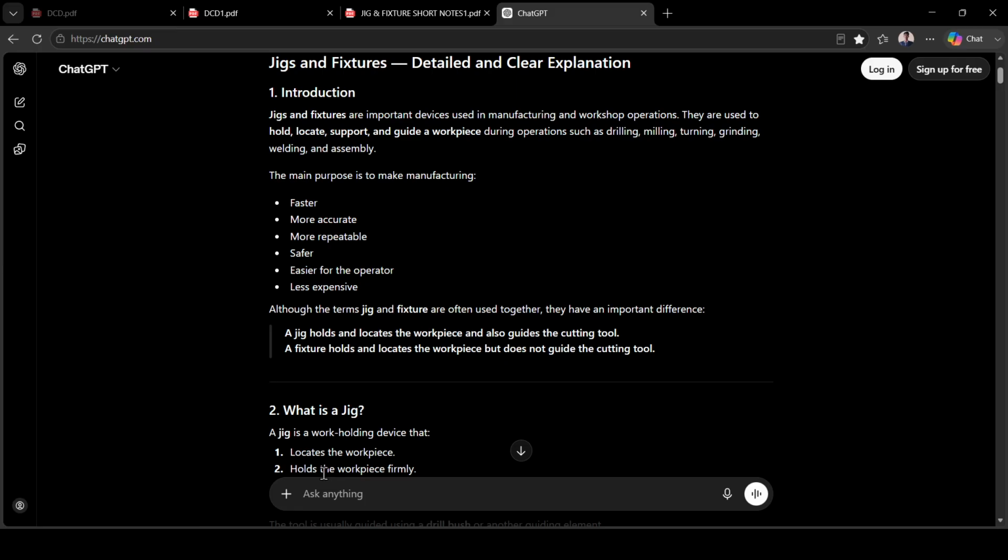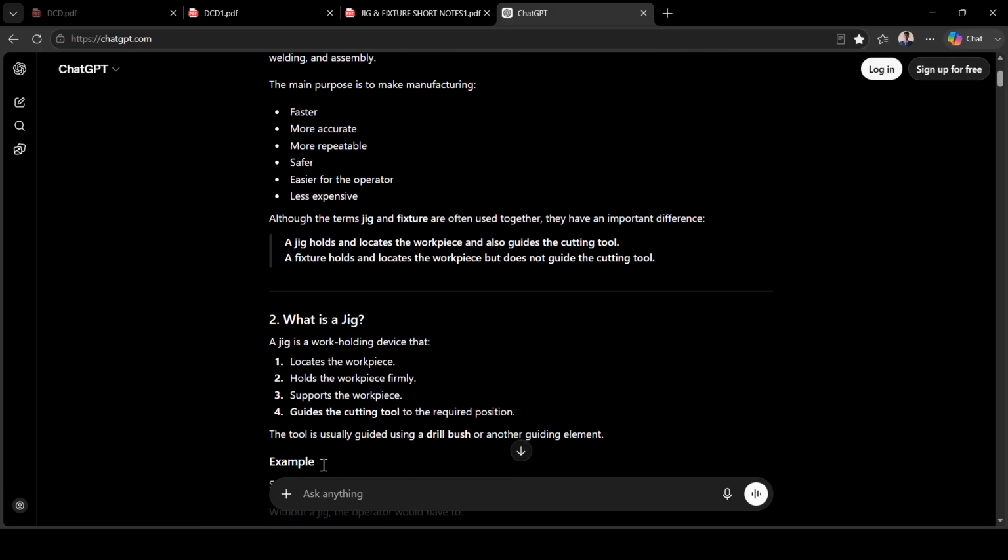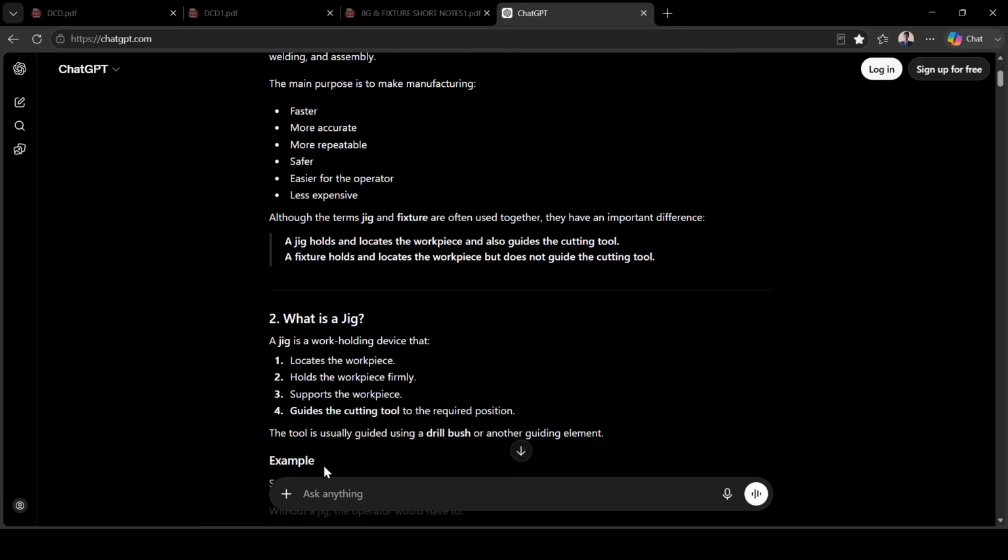The main purpose is to make manufacturing faster, more accurate, more repeatable, safer, easier for the operator, and less expensive. Although the terms jigs and fixtures are often used together, they have an important difference. A jig holds and locates the workpiece and also guides the cutting tool. A fixture holds and locates the workpiece but does not guide the cutting tool.